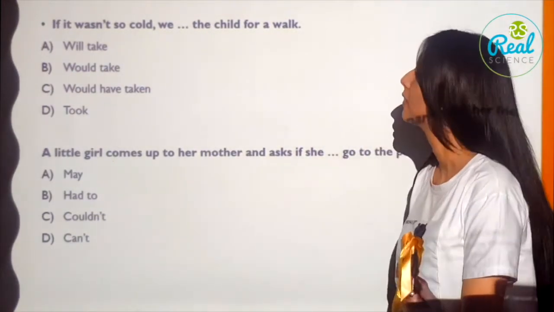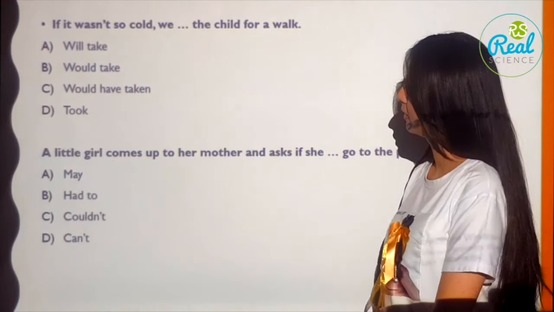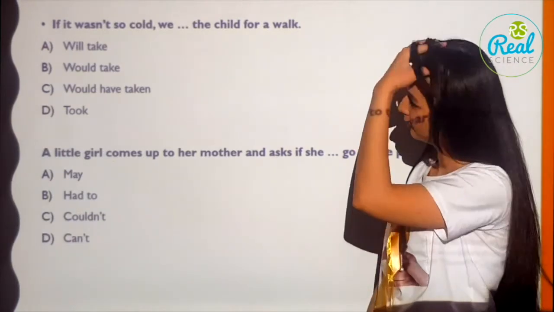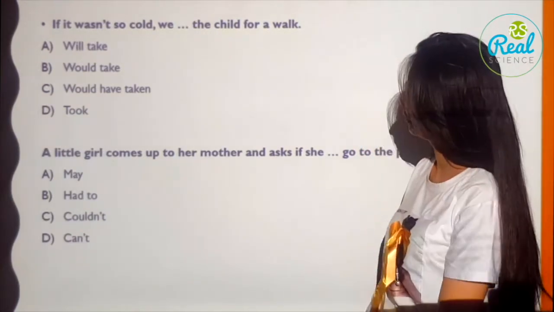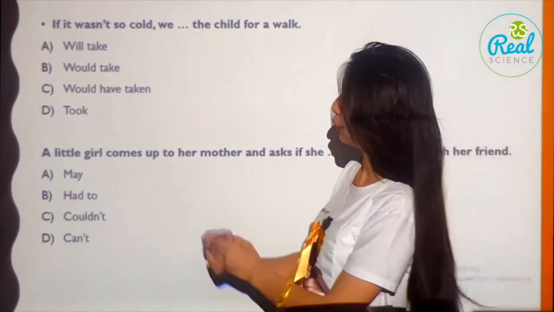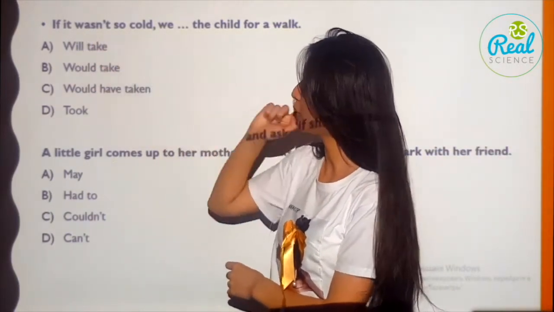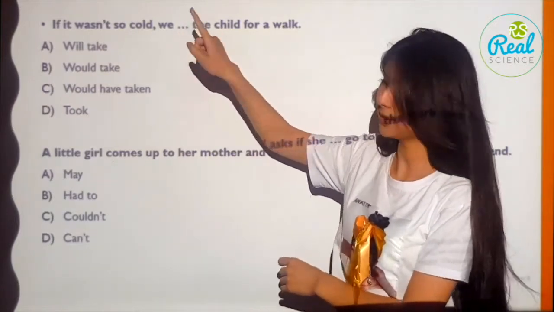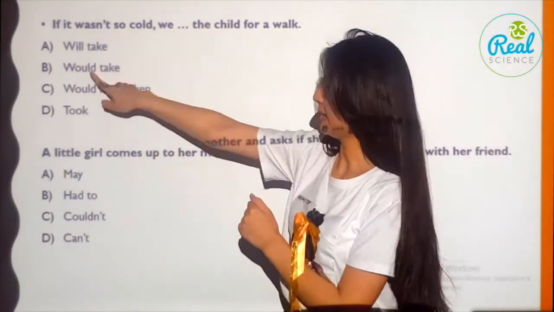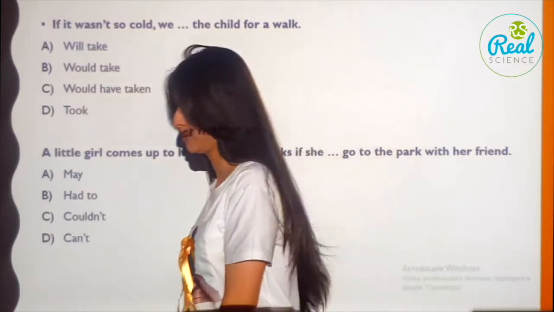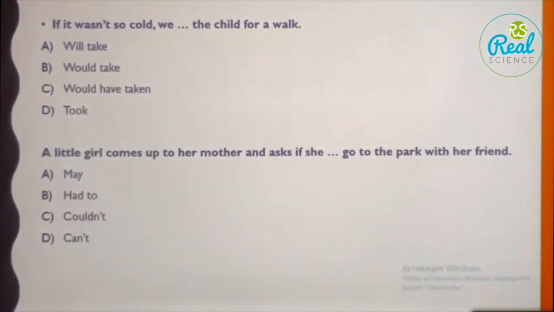If it wasn't so cold, we would take the child for a walk. We would take. We will? Would. Look, this is in the past simple form, yes? So here also you have to put past simple form, yes? In that case, would, yes. The answer will be would. So let's see. Yes, it is would.